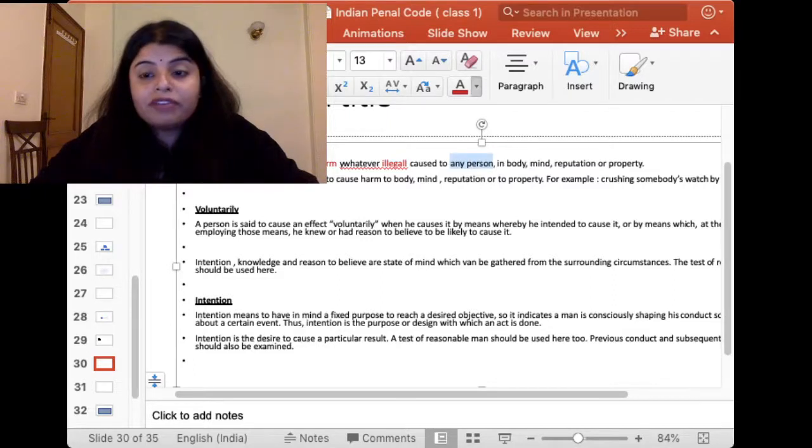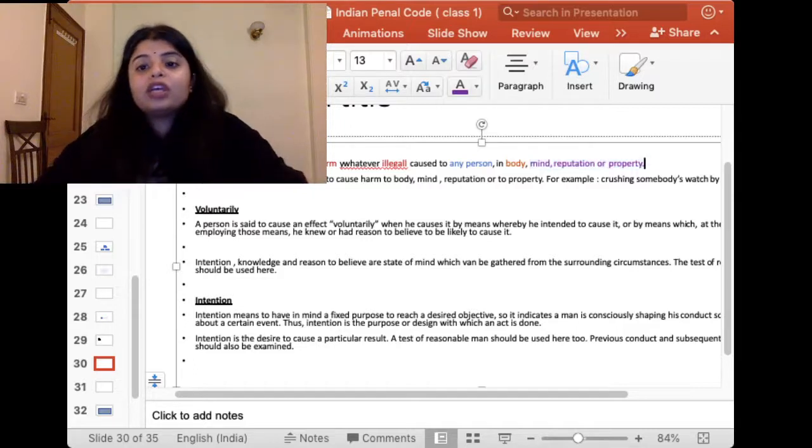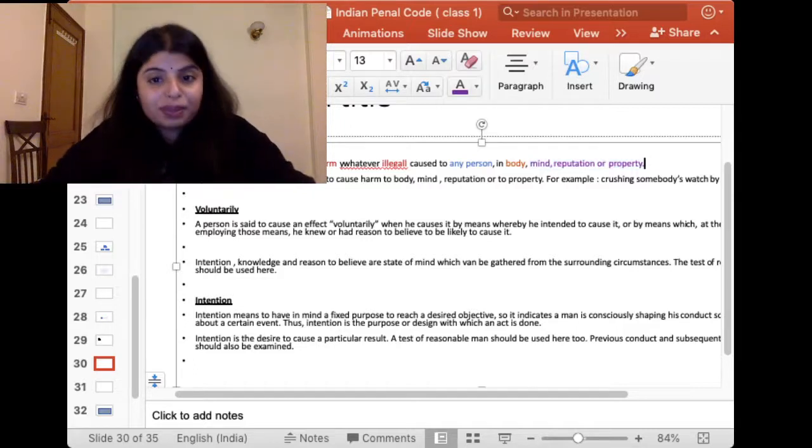It can be caused to any person. Male, female, any caste, anyone. And where? In body, in mind, in reputation, and property. I'll just highlight mind, body, and reputation also. Probably this color is not visible, I'll just change the color. So mind, body, and reputation.